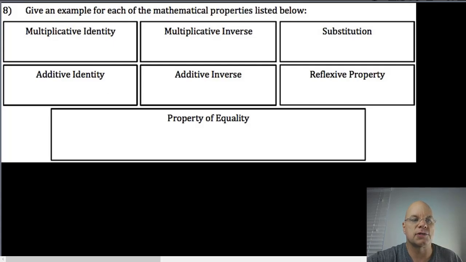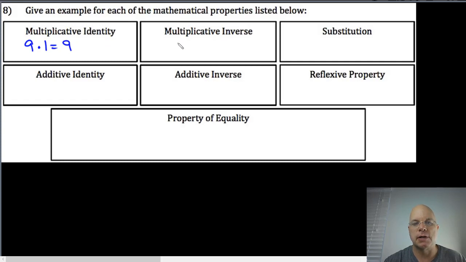Problem number 8 asks for examples of each of the properties listed below. The multiplicative identity tells us that if we multiply anything by 1, it retains its identity, or it identifies the value that we're multiplying by 1. So 9 multiplied by 1 equals 9 is an example of the multiplicative identity.